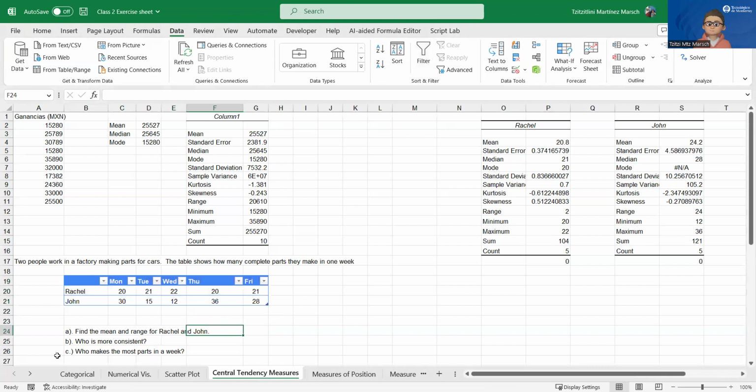Okay, so there's the mean and there's the range. Who's more consistent? Well, Rachel is more consistent. I can actually say that Rachel is doing right now a more consistent job. She's more predictable. Who makes the most parts? Well, it's not Rachel. Here's the sum. Rachel makes 104 parts, and John makes 121. So who's more efficient? We'd have to have a little bit more information, probably more weeks to be able to measure it. But just in 1 week, John is being more effective.